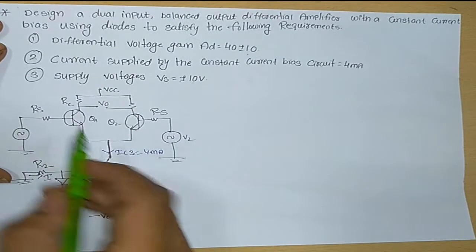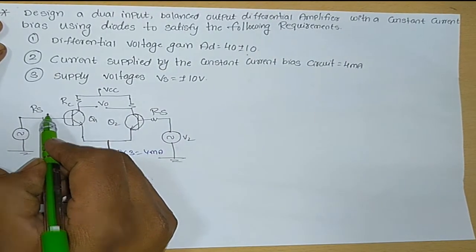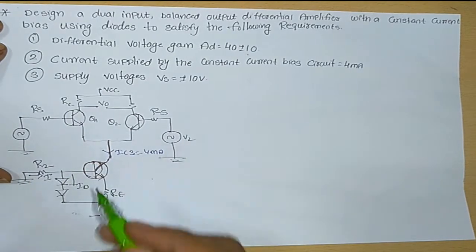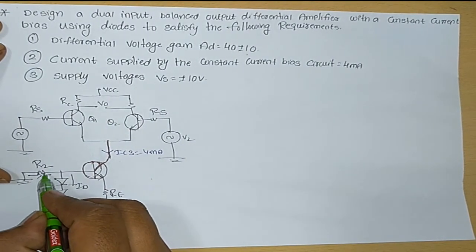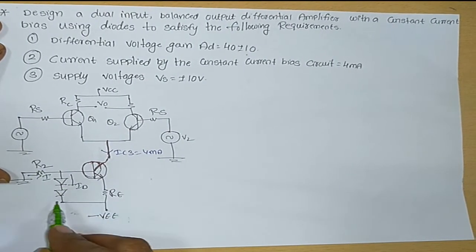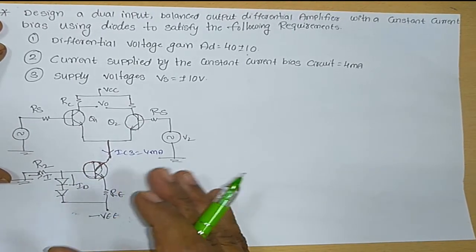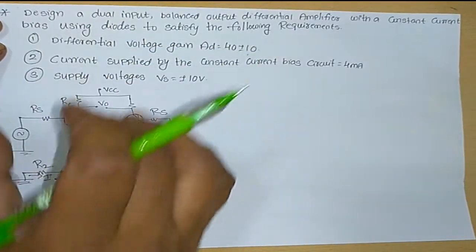How much source resistance value we need to maintain, how much RC value we consider, how much R1 or R2 value we consider, and how much emitter resistance value we need to maintain for obtaining these requirements.